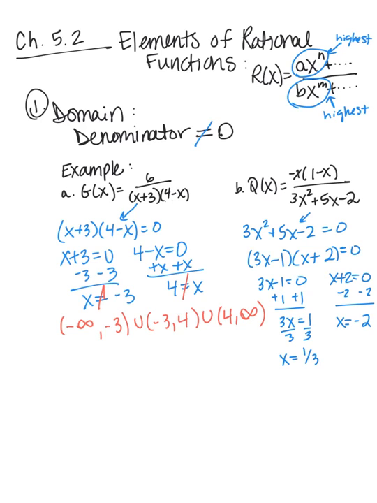Now remember, we're going to exclude these values from the domain. So I'm going to say negative infinity to negative 2, union negative 2 to 1/3, union 1/3 to infinity. And remember, with this interval notation, all you're doing is you're excluding those numbers and you're basically thinking about a number line in number order. So in the first example, I excluded the negative 3 first because it came first in a number line, and then I excluded the 4 next. In this example, I'd exclude the negative 2 first and then the 1/3, thinking about a number line there.